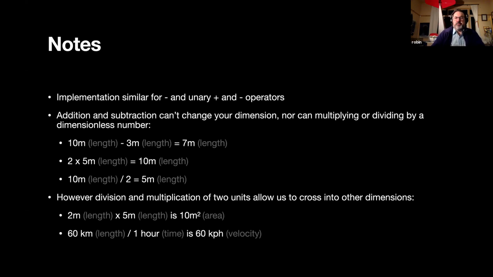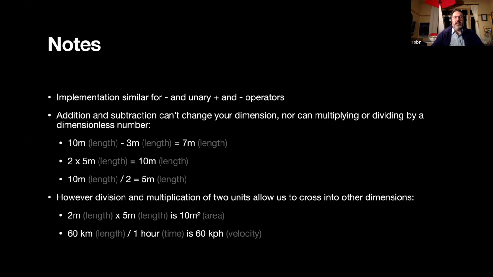Okay, so addition and subtraction can't change your dimension, and nor can multiplying or dividing by a dimensionless number. So if we have 10 meters minus 3 meters, we'll get 7 meters. Those are always lengths. 2, that's a dimensionless number. It doesn't actually have a unit attached to it. 2 times 5 meters equals 10 meters. That leaves it as a length. 10 meters divided by 2, again, it's a dimensionless number. That's 5 meters, okay?